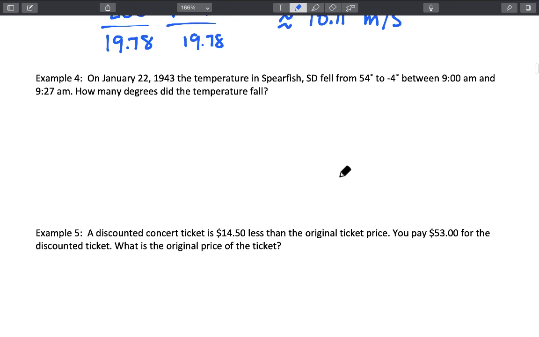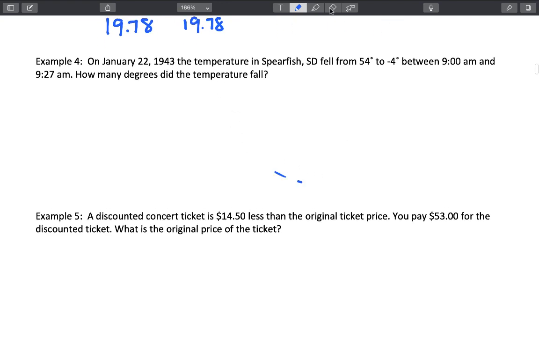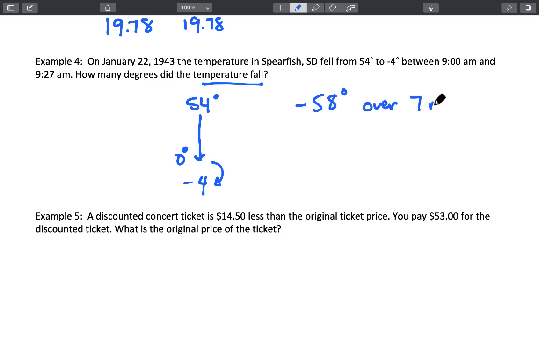All right, our next example: on January 22nd, 1943, the temperature of Spearfish, South Dakota, fell from 54 degrees down to -4 between 9 a.m. and 9:27 a.m. That's just 7 minutes. How many degrees did the temperature fall? Well, if we're at positive 54 degrees and we fall all the way down to -4, then we're going to go from 54 to 0, which is -54 degrees, and then we're going to go another 4 degrees. So it fell a total of 58 degrees over those 7 minutes.